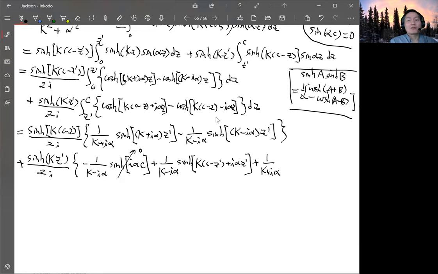So again, it becomes sinh of minus i alpha c. Sine of alpha c and minus sine of alpha c are the same, just with a negative sign, so this is also zero. Okay, and then the last term is just the same thing, but now it is the lower limit, so you have minus 1 over k plus i alpha, then sinh of this one evaluates at z equals c pi, so k c minus c pi. Now it becomes minus i alpha c pi.